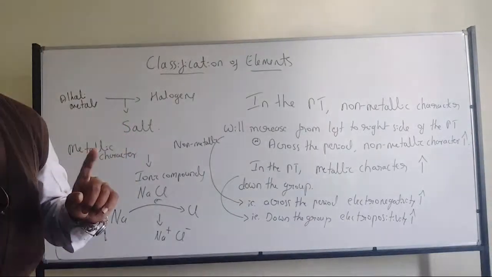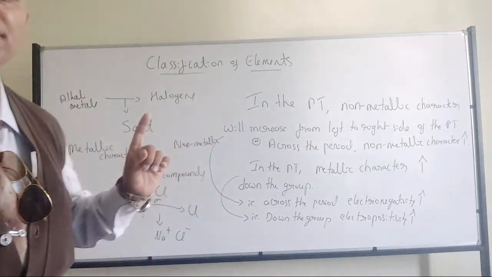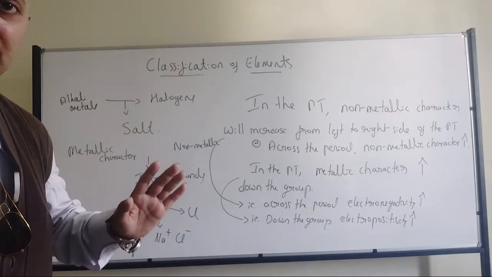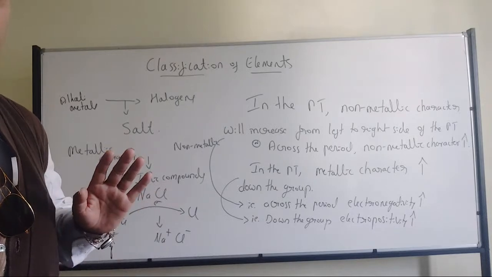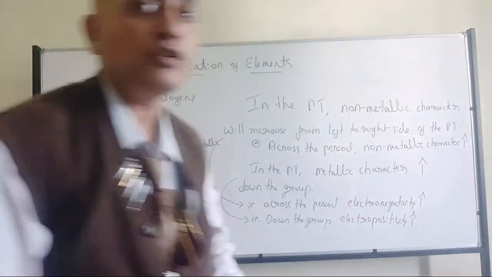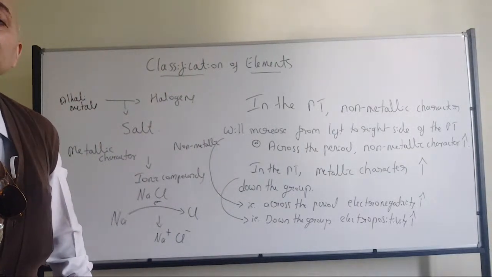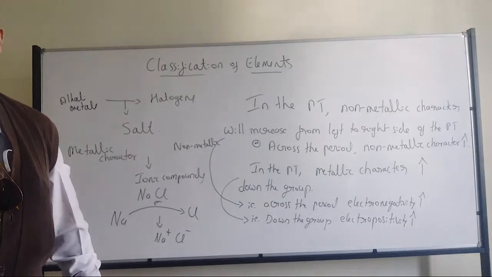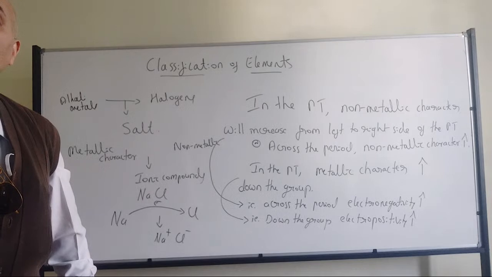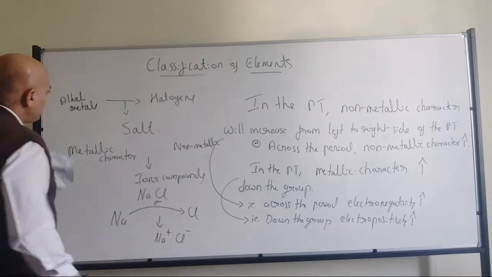Whether I am clear? Whenever a highly electronegative element and a highly electropositive element interact with each other, there will not be sharing of electrons. There will be complete donation of the electron. So they will form an ionic compound, not covalent. Any doubt? Any doubt in this?